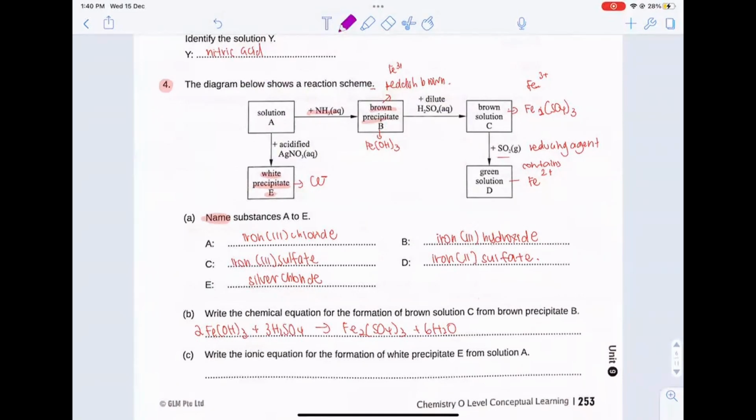So if they don't ask for state symbols, do not write it, because if you make any mistake with a state symbol, you will be penalized for it. But if you need to write it, Fe(OH)3, it is a precipitate, so hence it's a solid. Next, H2SO4 is aqueous. Fe2(SO4)3, they said that it's a brown solution, so hence it is aqueous, and 6H2O is liquid state.